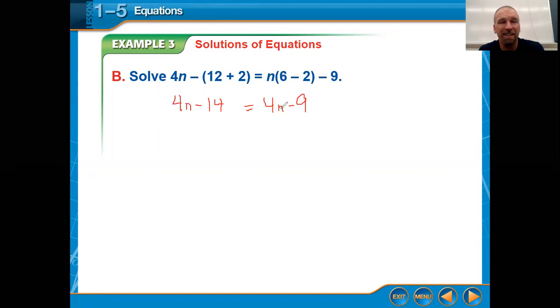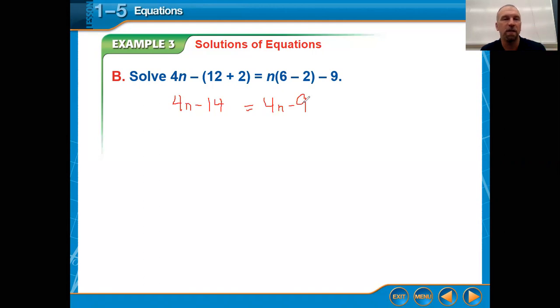Now I take a look at this equation and I say, well, look, the variable value with the coefficient on each side of the equation is the same. Therefore, whatever n is, 4 times that number on the left and 4 times that same number on the right will be the same value. So that being said, whatever that value is, if I subtract 14 from it on the left, the same value subtracted 9 on the right could never be equal.